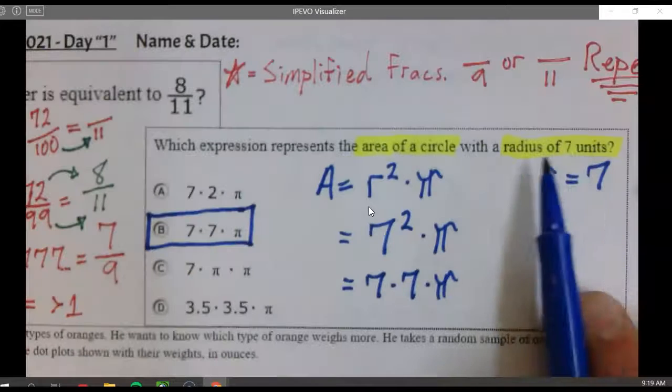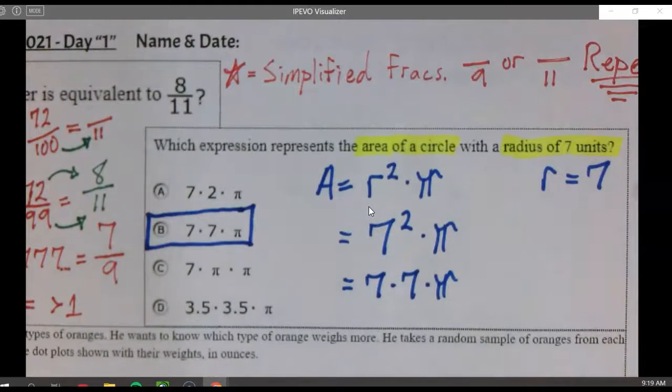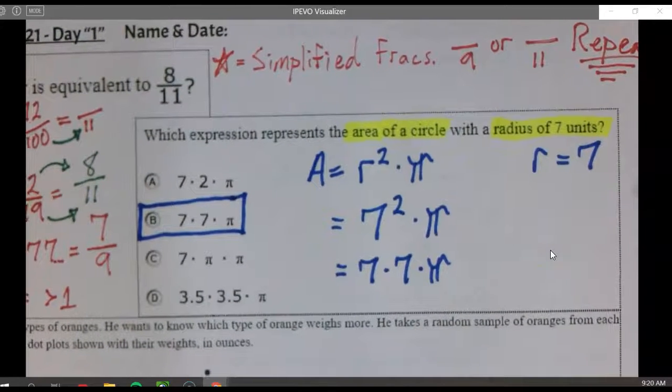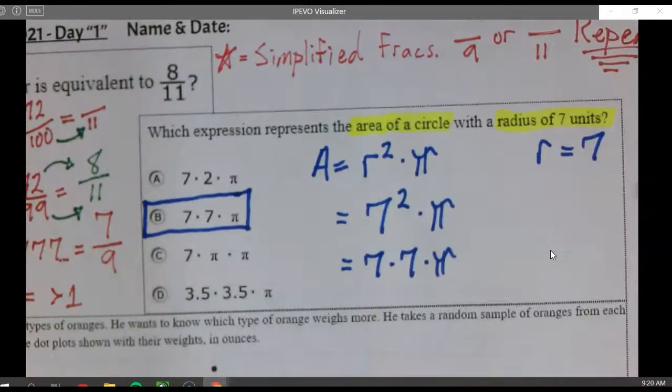Now be careful, if they gave you diameter, you'd have to find the radius. Yeah, if they gave you the diameter, you'd have to start by dividing by 2 to find it. Read the next one on your own about Jerry's oranges, once you get this work copied down. Any questions on this problem, by the way? Sorry, the circle problem, before I move on.